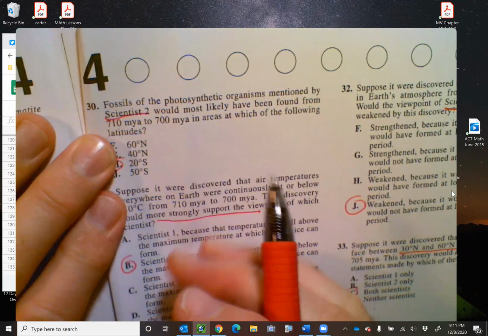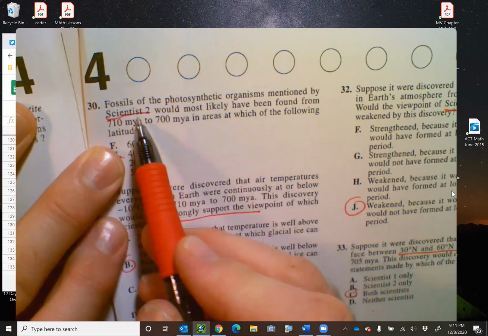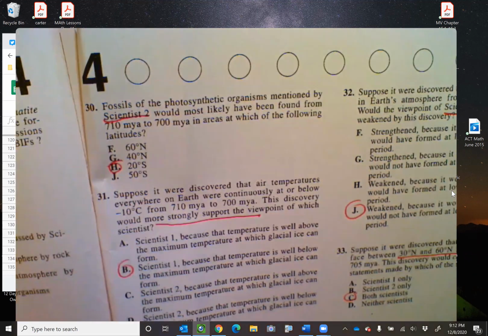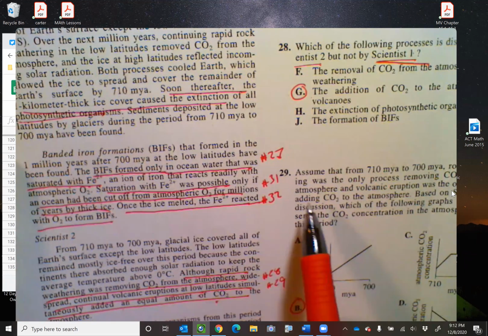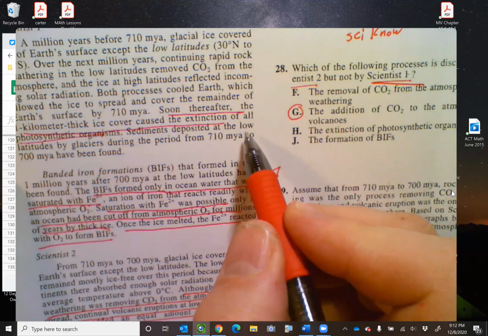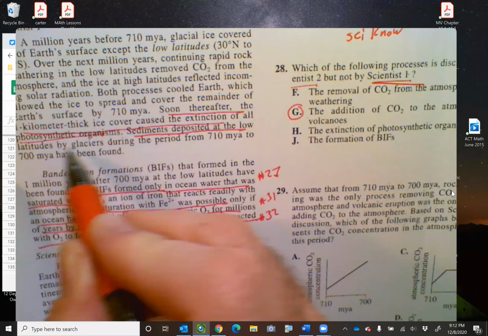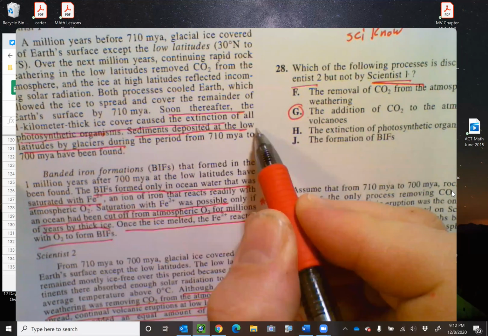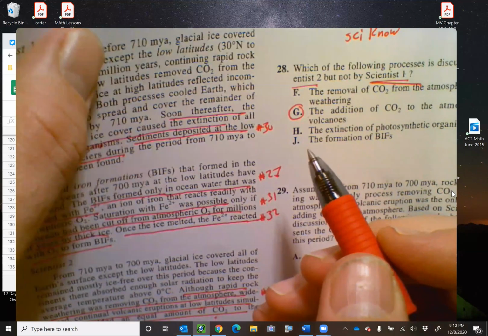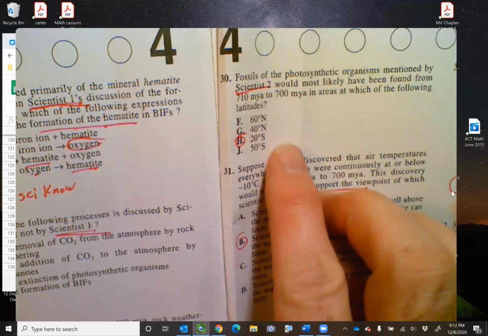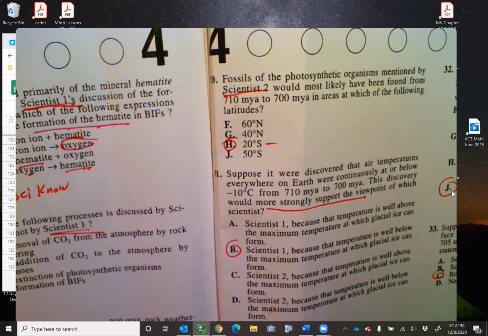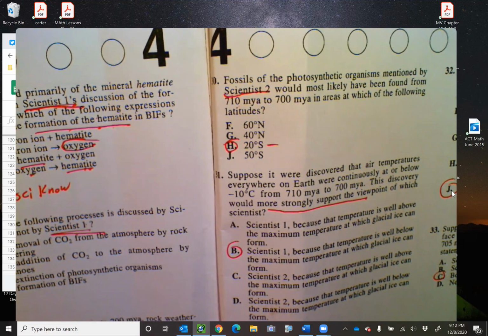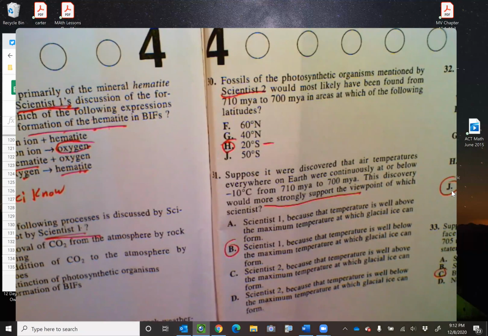Question number 30. Fossils of the photosynthetic organisms mentioned by Scientist 2 would most likely have been found from these years and areas of which of the following latitudes? Wait, they tell us right here for number 30. Where is it? Here we go. Sediments deposited at the low latitudes by glaciers, right? Low latitudes, meaning close to the equator. So that's kind of like a geography knowledge piece.